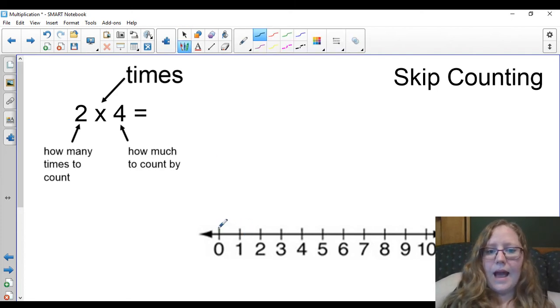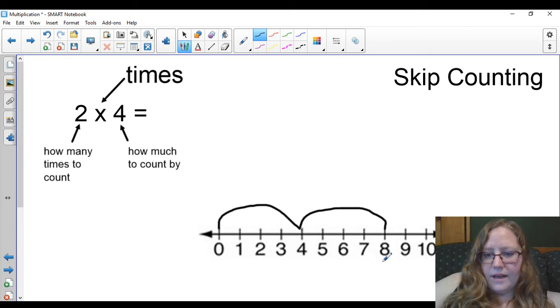So again, how many spaces would be 4, because that's how much I'm counting by. But in this case, I'm only counting twice. I'm only doing 2 groups. And I always start at 0. So there's my first group of 4. And there's my second group of 4, and you can see that my answer ends up being 8.